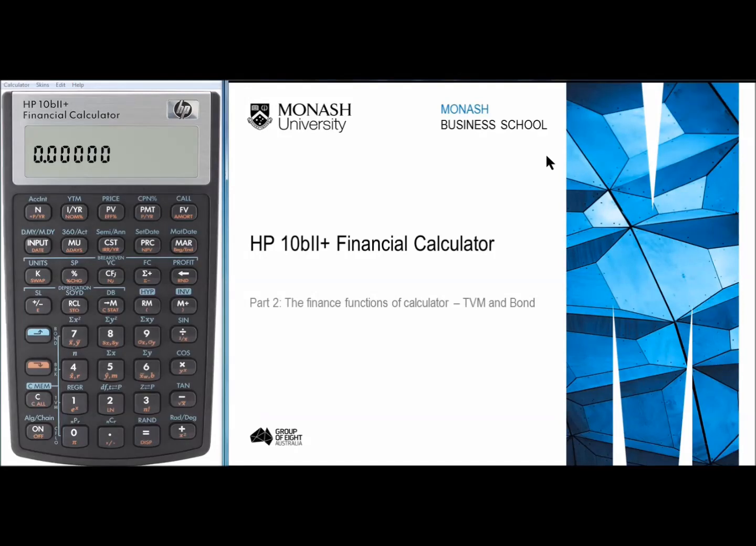Part 2. The finance functions of calculator. Time value of money and bond. Hi everyone. After watching video part 1, we are now ready to get into the finance functions of the calculator. In this video, we are going to explore the topic of time value of money and bond valuation using the finance key functions of the calculator.